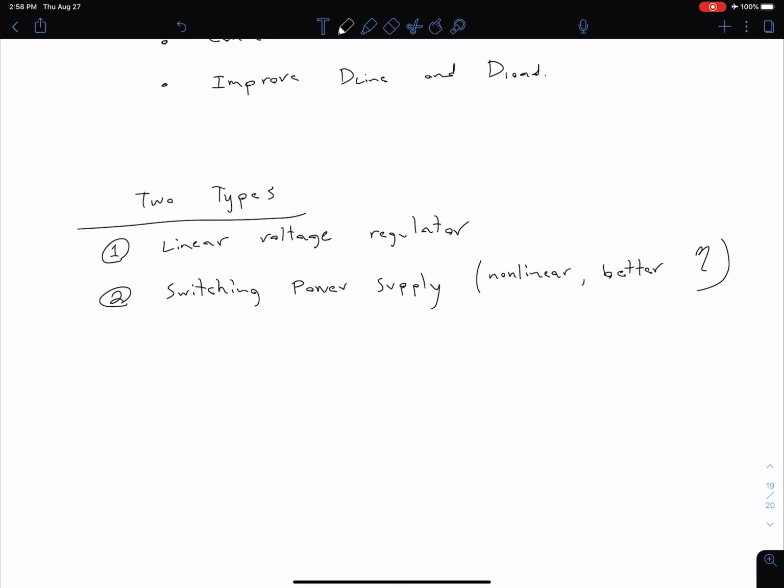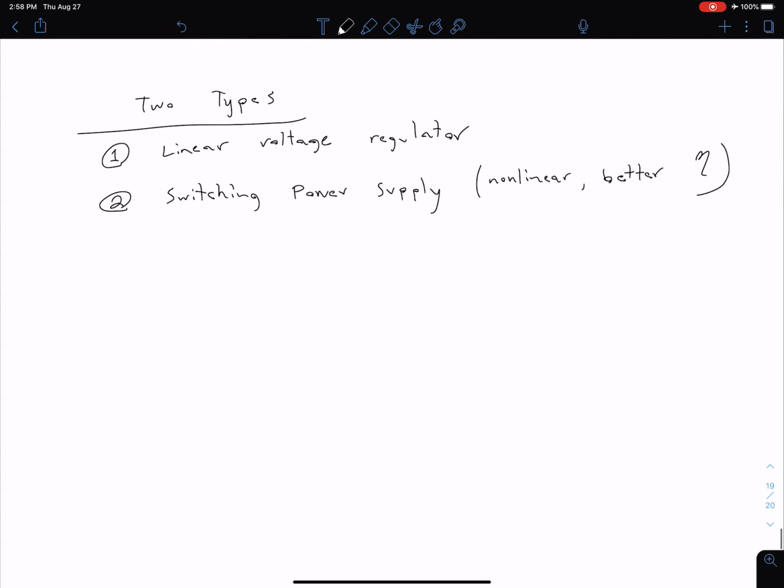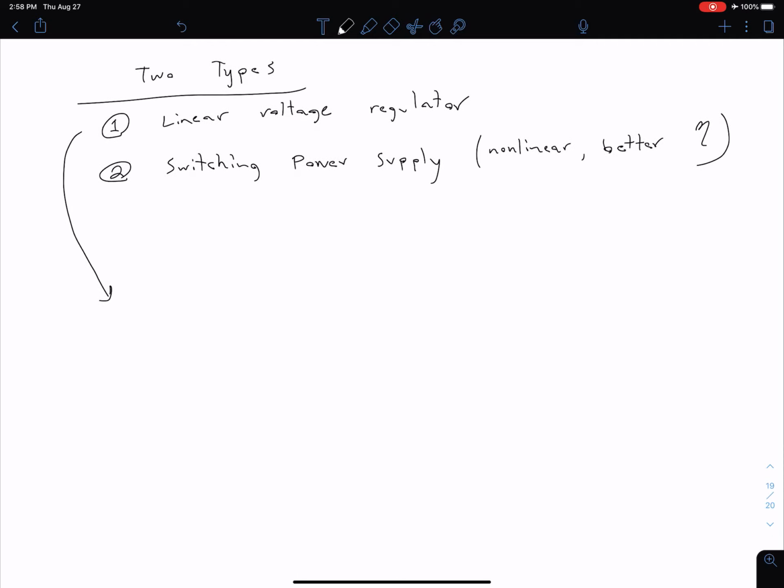Okay, so before we get into another video detailing these, just one other quick note about this linear voltage regulator. Typically the key component is going to be the voltage reference. So a key component of this type 1 is some type of voltage reference. And typically what this voltage reference is going to be is a Zener diode.